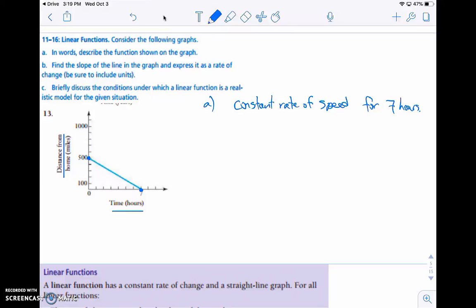So that's part A, just some kind of story along those lines. But again, the biggest idea is, since it's a straight line, we have a constant rate of change, or constant rate of speed in this case. And because if we take our distance divided by time, that's going to be miles per hour.